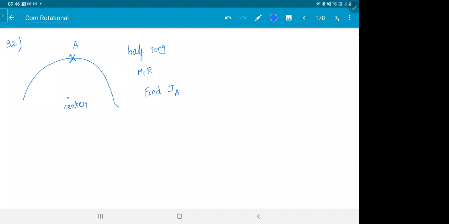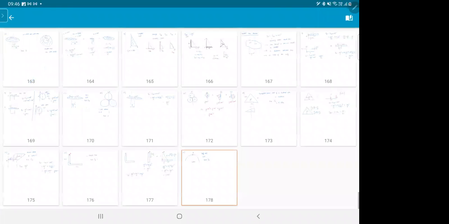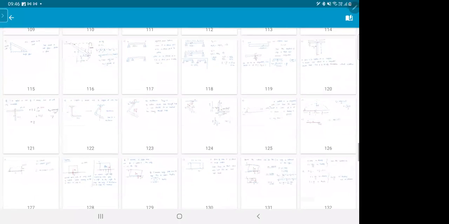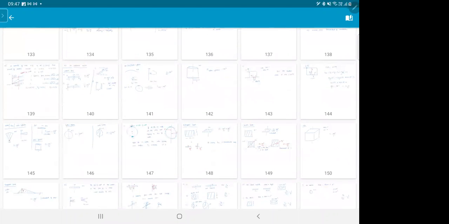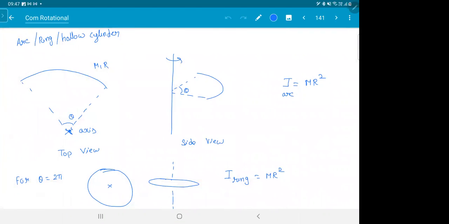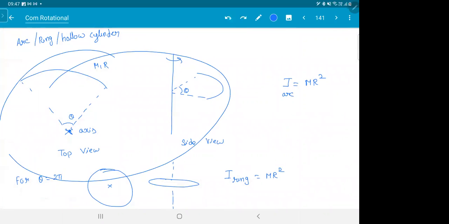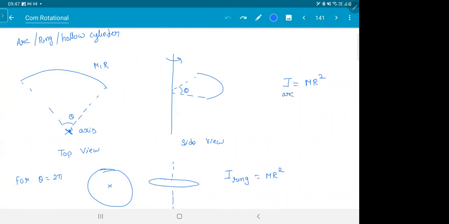I'll give 3 minutes. Let's see how many of you will get this. So you have a half ring of mass M, radius R. Find the moment of inertia about A. And I hope you remember the result we derived last time for an arc. For an arc, the moment of inertia is independent of theta. It's always mr square.